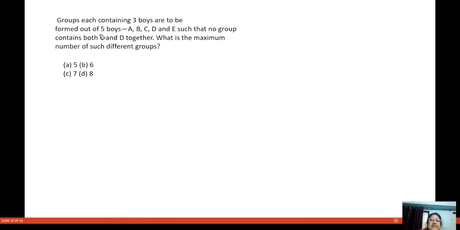Now let us understand this. Groups containing three boys each are to be formed out of five boys, A, B, C, D, E, such that no group contains both C and D together. What is the maximum number of such different groups?